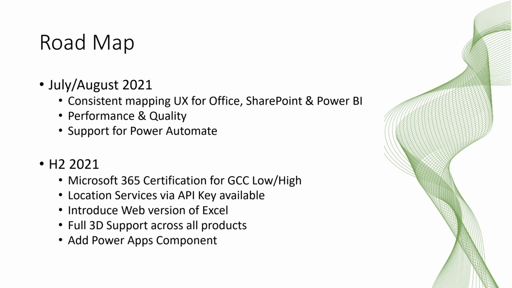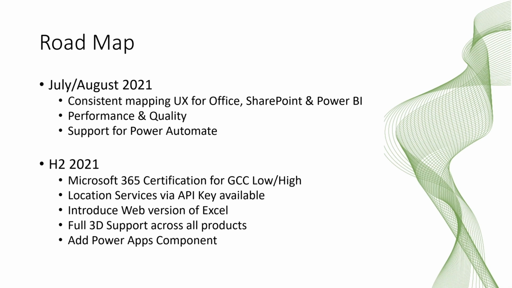Looking towards the rest of the year, what are we doing? Getting our Microsoft 365 certification so we can get GCC low and GCC high. Location services through the API key, which I mentioned as a platform-as-a-service offering. We've already started working on the web version of Excel. So within Teams, if I open up the Word document, the maps in there are just there. This is going to be really exciting, really cool stuff. I've actually seen it working. I can't wait to get it in your hands.